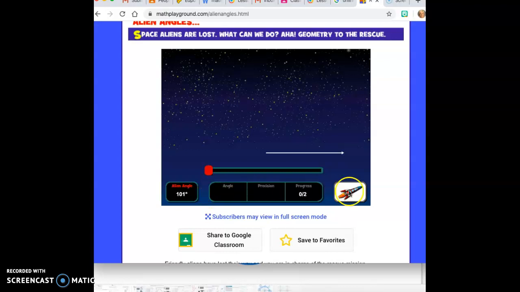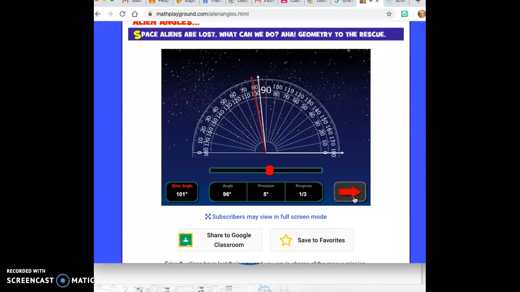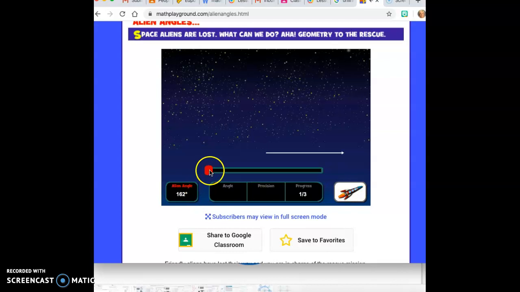Let's try again. 101 degrees. Let's see, that'd be 180. This would be 90. So I'm going to go a little bit bigger than 90 to 101. Let's see if I'm there. No, 96 degrees. I was close enough though, off by 5 degrees.